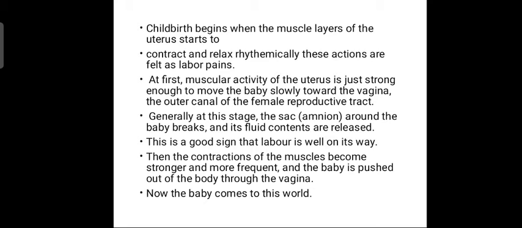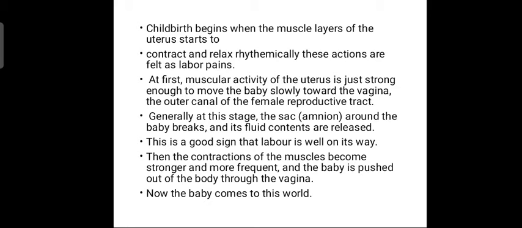At first, the muscular activity of the uterus is just strong enough to move the baby slowly towards the vagina, the outer canal of the female reproductive tract. Generally at this stage, the amniotic sac, which is filled with fluid, breaks and the fluid is released. This is a good sign of labor. Then the contraction of the muscles becomes stronger and more frequent, and the baby is pushed out of the body through the vagina. Now the baby comes out into the world. So this is the general mechanism.